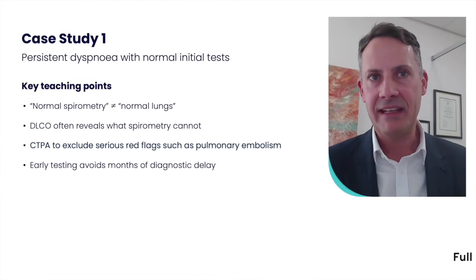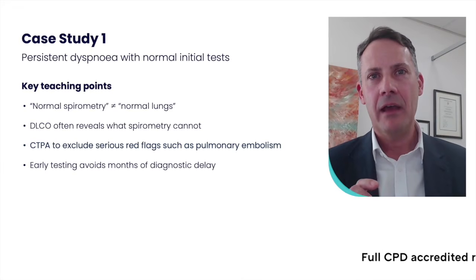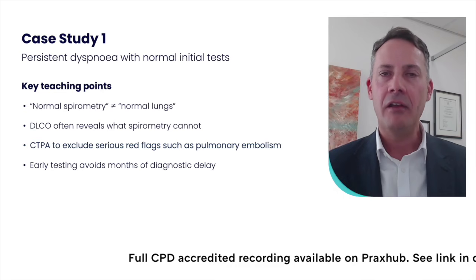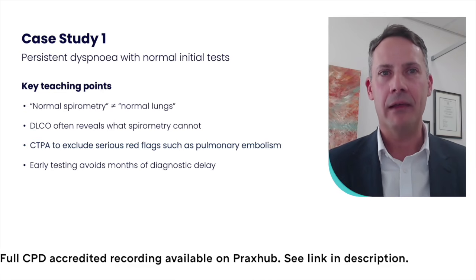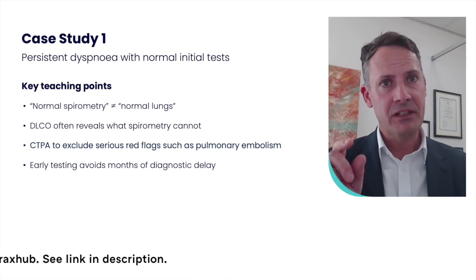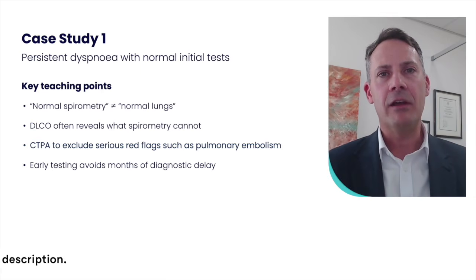Let's go through some of the key teaching points from that case. I think it's really important to recognize that normal spirometry does not equal normal lungs. And a DLCO, it was low in this case, but just mildly low, can reveal what spirometry can't.